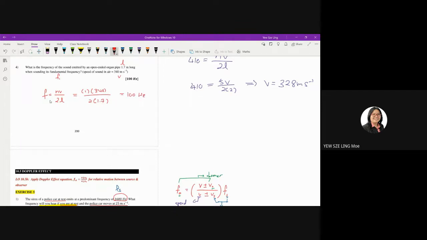So fundamental frequency is F1. What does it mean? It means your N is equal to 1. This is your first harmonic. So therefore, I have 1 times 340 divided by 2 times 1.7, which is then equal to 100 hertz. So that is question 4, and that is the last question for today's session.